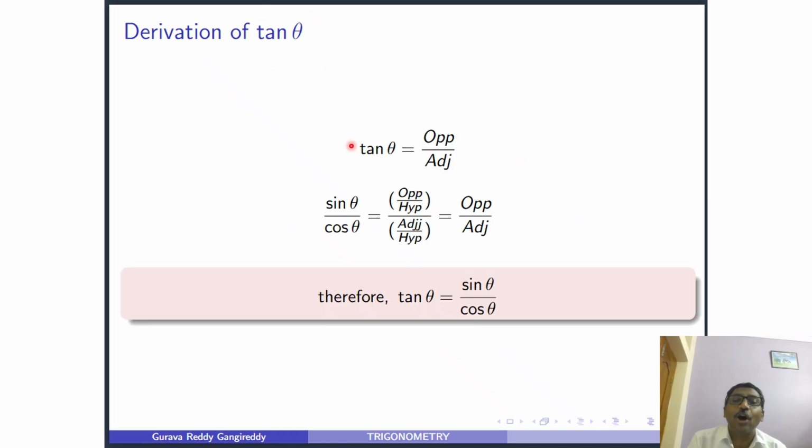Derivation of tan theta: tan theta equal to opposite by adjacent. Sin theta by cos theta is equal to opposite by hypotenuse by adjacent by hypotenuse. This is equal to opposite by adjacent. Therefore, tan theta equal to sin theta by cos theta.